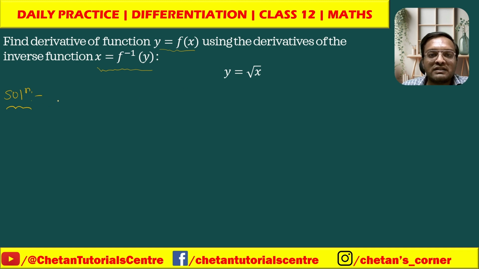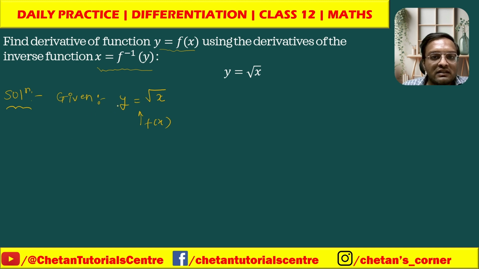So how to do this? Let me show you. First, we will write the given function. So the given function is y is equal to under root of x. Then I will convert this function of x into function of y. How will I do that?